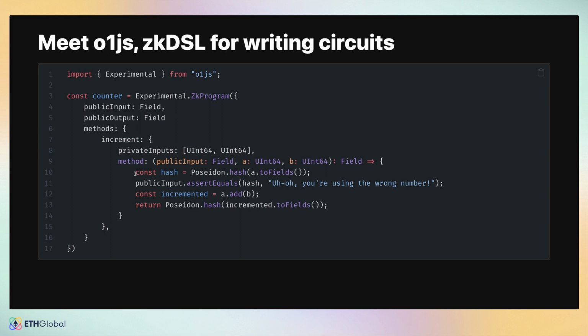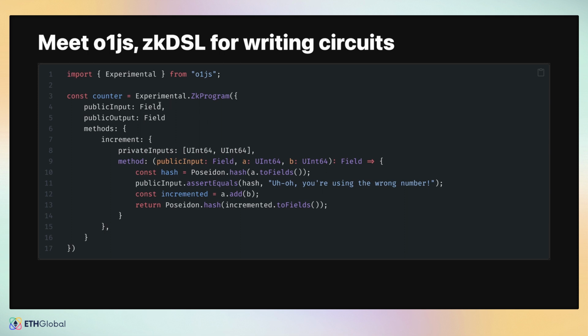And our program only has one method called increment, which will be used to increment the counter that we will work with. Every method can additionally also have different private inputs. These are the inputs that will not be publicly available as part of the proof. And our increment method contains two private inputs. So let's talk a bit more about what the circuit actually does.